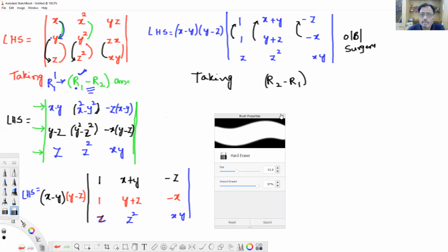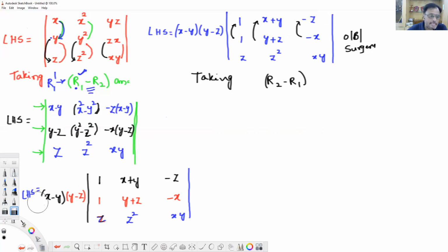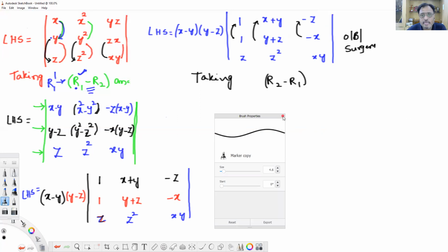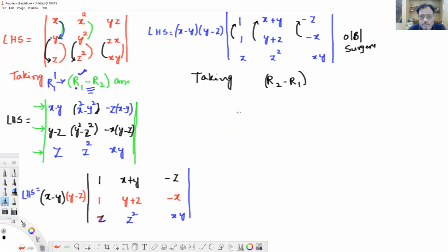R2 minus R1. So once again, LHS is equal to the first operation I'll write here. That is the after surgery. After surgery you are going to get this: space for the first row, space for the second row, space for the third row.